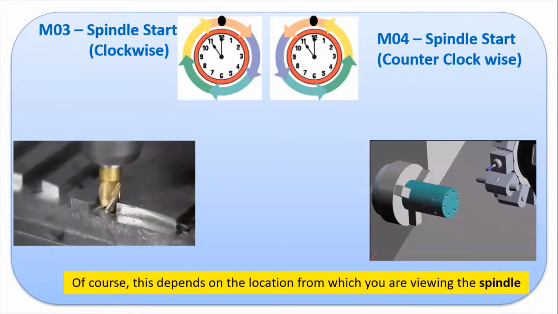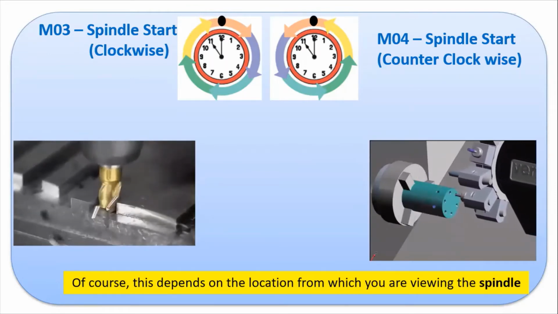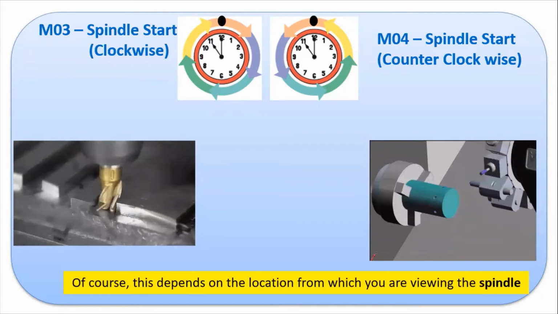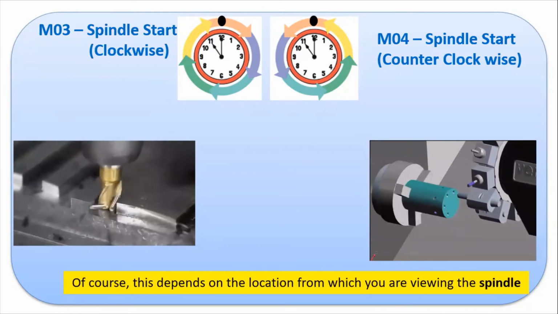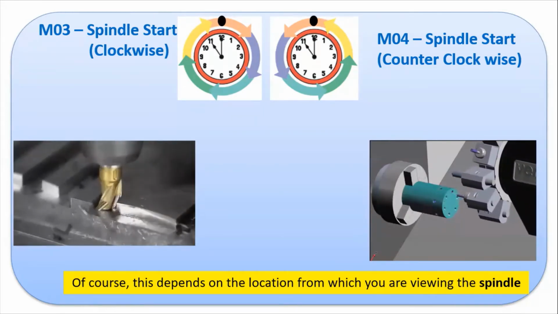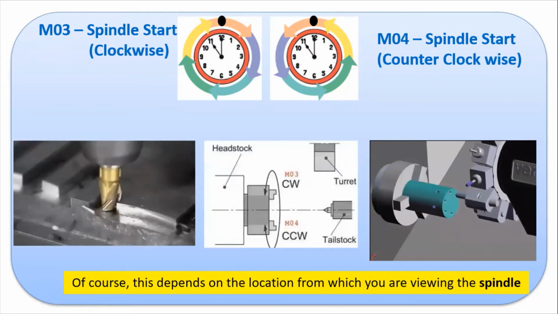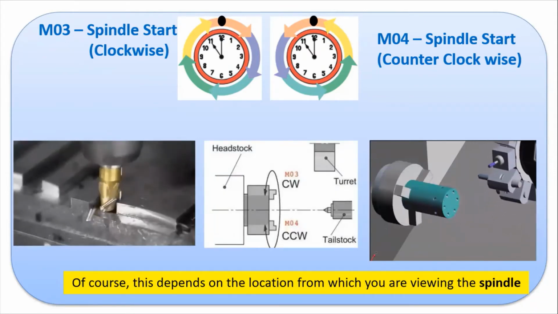One more example we can see here. Here the spindle initially rotates in the anti-clockwise direction, and then again it rotates in anti-clockwise. Clockwise and anti-clockwise motion can be given by using such a command. So basically M03 is the clockwise direction and M04 is the counterclockwise direction.